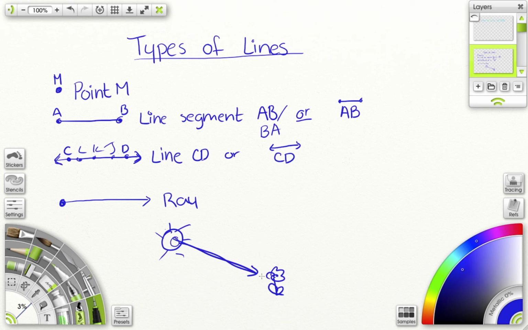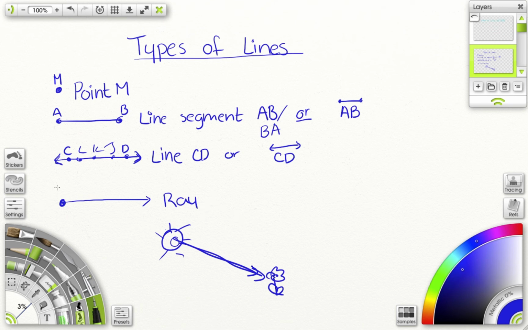Here's your point, and then there's a line, and that line can just go on forever, but it starts from a point. It's not like both ends just go on forever. This one starts from a particular point, and that one line just goes off in one direction forever. This one, they go off in 2 different directions. Okay, so that is called a ray.